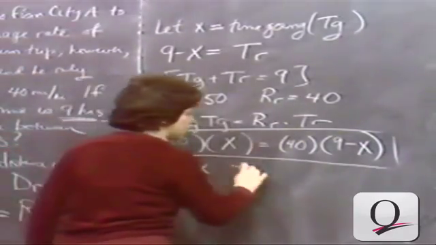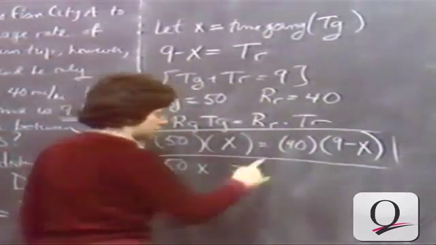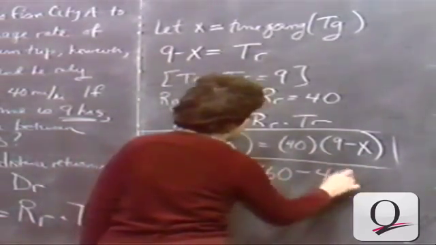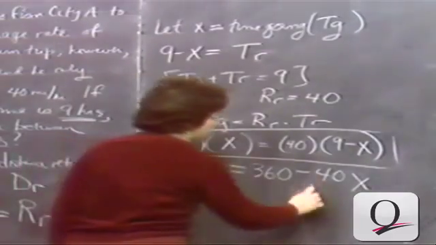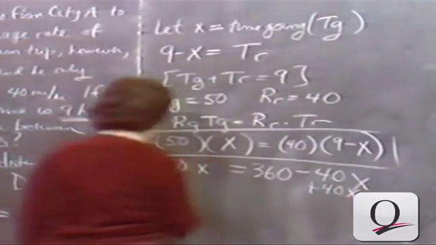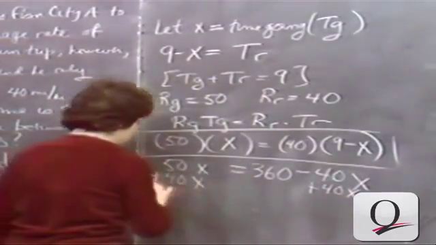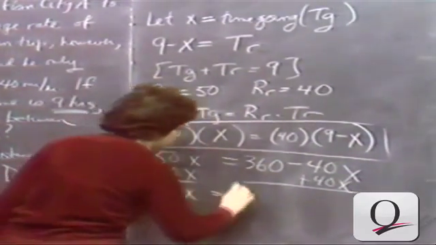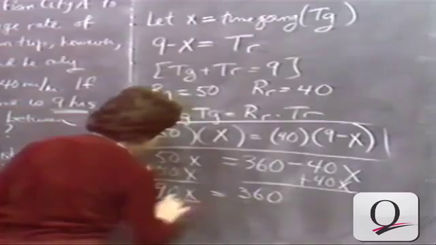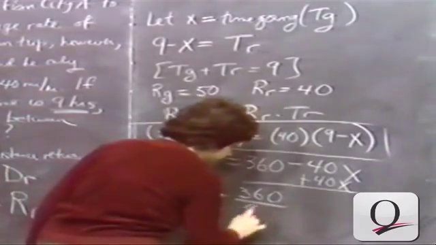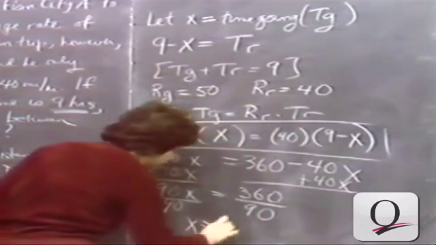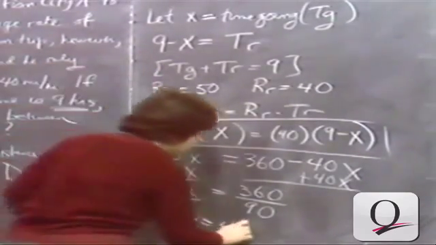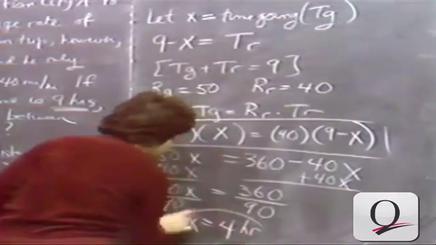50x is equal to, now distribute the 40 through the parentheses, 40 times 9, 360 minus 40x. Add 40x to both sides, and we'll get 90x is 360. Divide both sides by 90. x is 4. x, of course, is the time going. It's in hours. x is 4 hours.